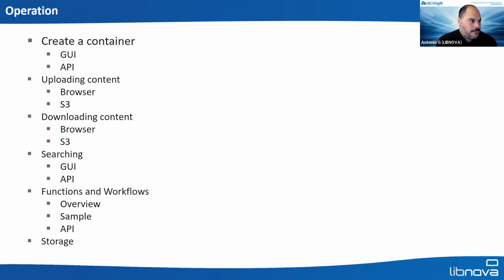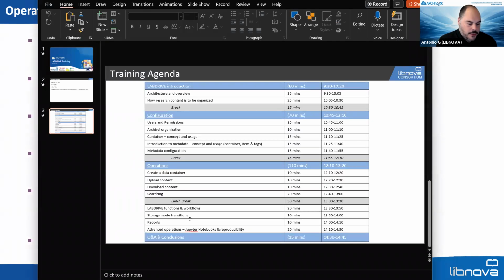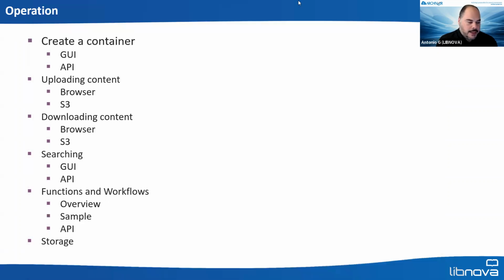Okay, so then we have the third block of the training, which is going to be basically understanding in a deeper way how to create containers, upload and download content, searching, accessing it, and so on. So what we're going to be doing is we're going to see how every process is done with the API and with the graphical interface.